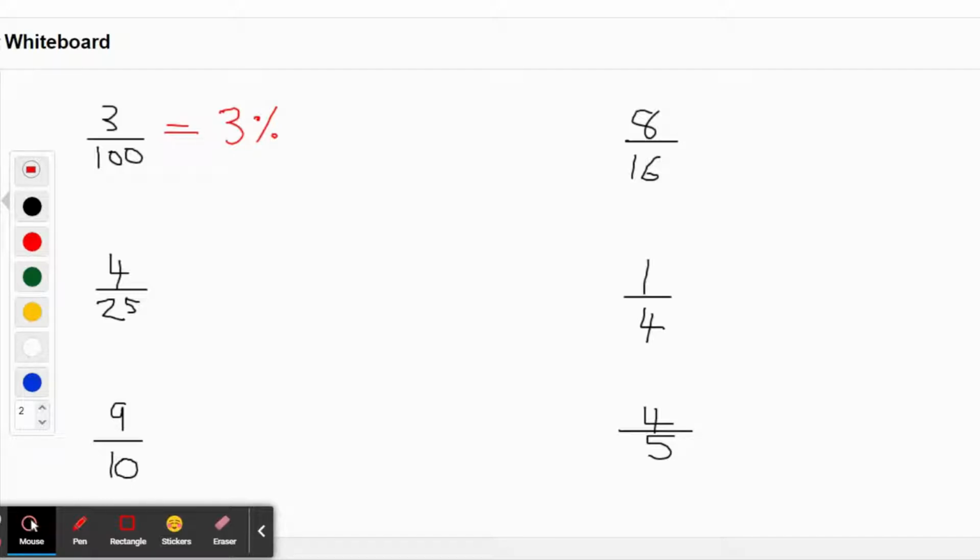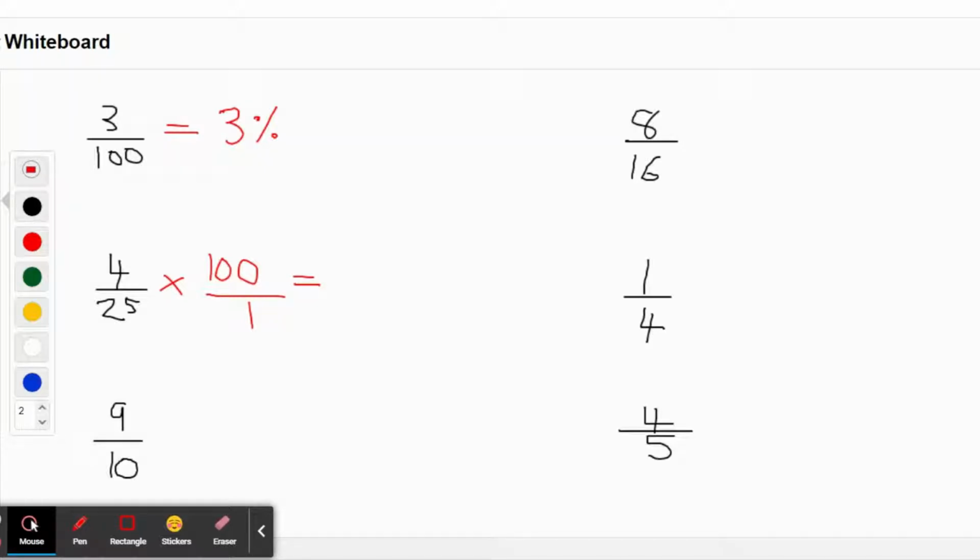Now for our next fraction, we have 4 over 25. Because this fraction is not out of 100, we are going to multiply it by 100 over 1 to get what the percentage would be. Then we will go ahead and see if we can cancel out any of the numbers that we have there. So in this case, we can cancel out the 25 and the 100.